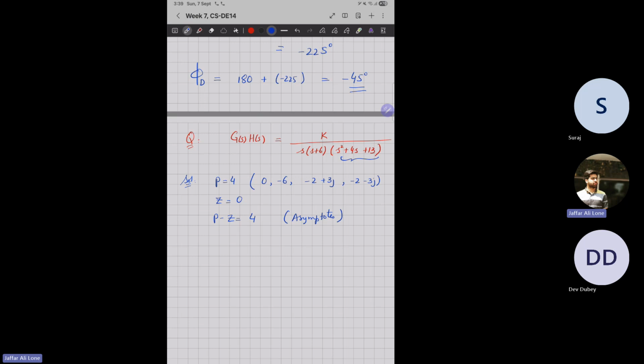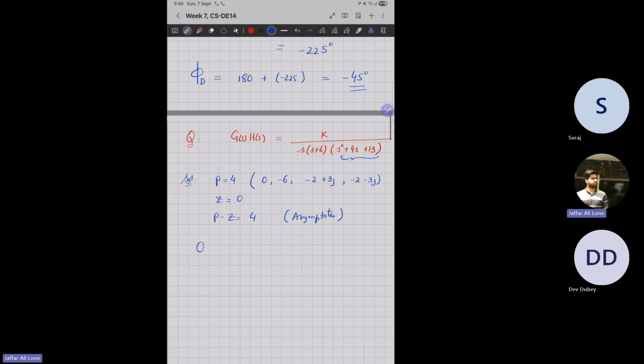And angle of asymptotes, no need to calculate, because I already told you when you have 2 asymptotes, the angle of asymptotes is 90 and minus 90 degree. Similarly, when you have 3 asymptotes, it's 60, 180, and 300, right? Similarly, when you have 4, because all the time this calculation will be same, I can directly write the angle of asymptotes.